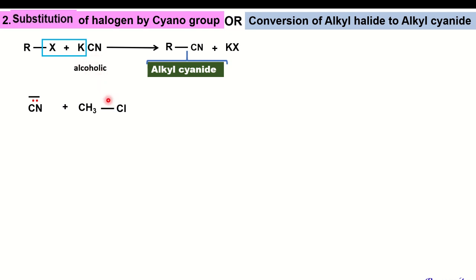Now potassium cyanide dissociates to give K plus CN minus. So here CN minus is the attacking nucleophile. This CN minus attacks this carbon and the C-Cl bond of methyl chloride is broken, leading to the formation of methyl cyanide plus chloride ion. This is the leaving nucleophile. So potassium cyanide reacts with CH3Cl to give us CH3CN.